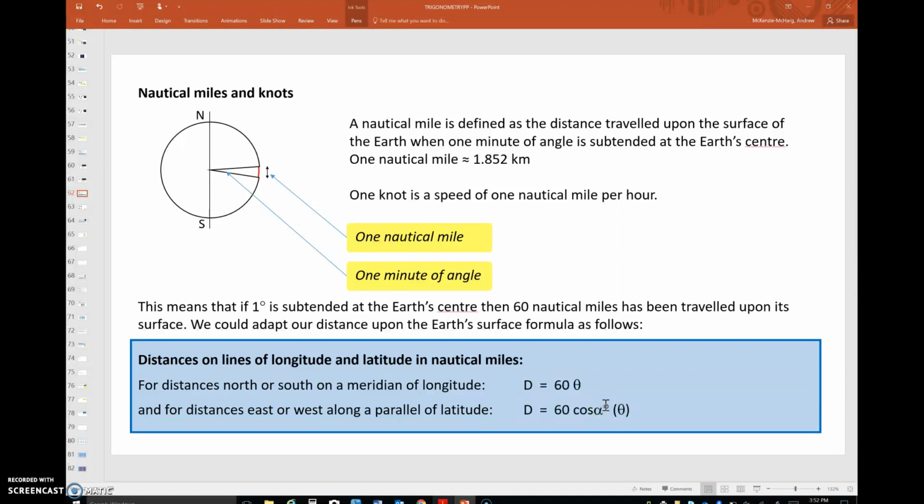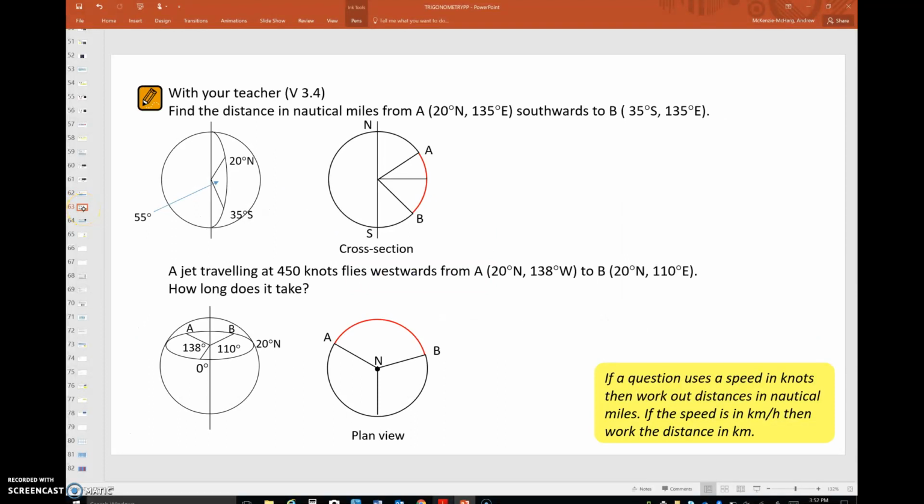The definition of a nautical mile is if you subtend 1 minute of angle at the centre of the Earth, you will trace out a distance of 1 nautical mile on the Earth's surface. So that's what leads to these really simple formulae. Let's get into a couple of examples.